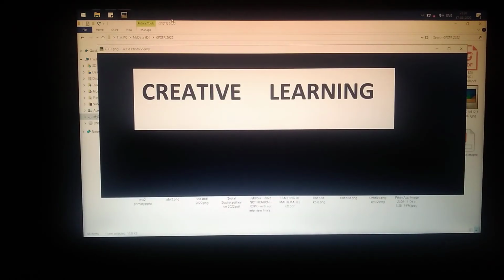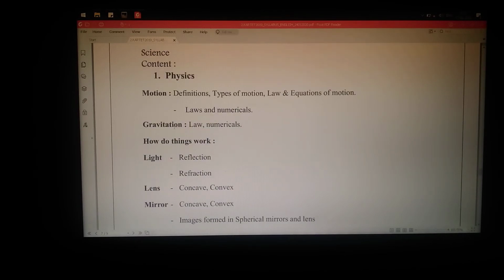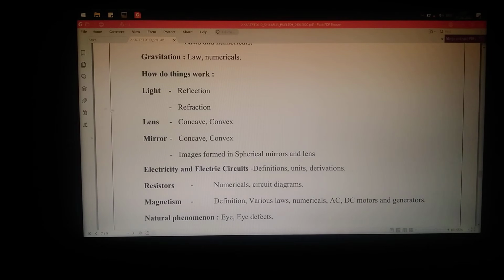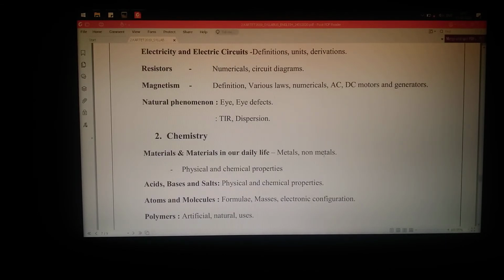Our next concept is science. This is the physics paper. Motion definition, types of motion, linear motion, circular motion. You have to study laws and numericals. Next is gravitation, universal law of gravitation, and problems on it. And next is light, reflection, refraction. Next is lens, concave lens. In SLC, you have to refer for these concepts. And next is electricity and circuits, resistor, magnetism, natural phenomena, eye and eye defects.